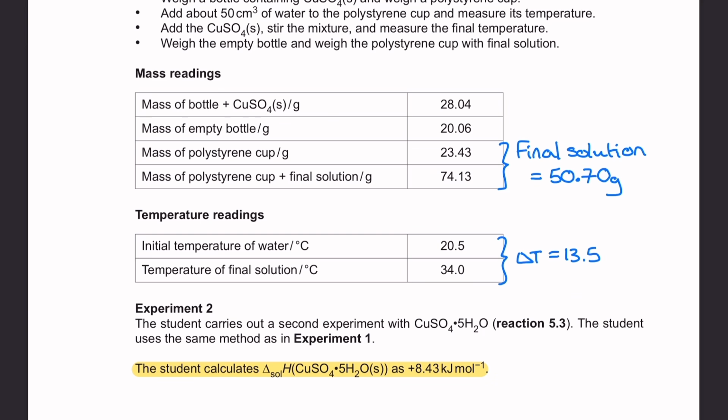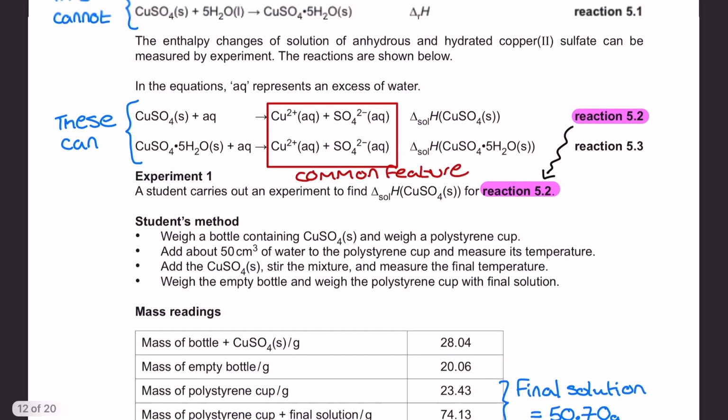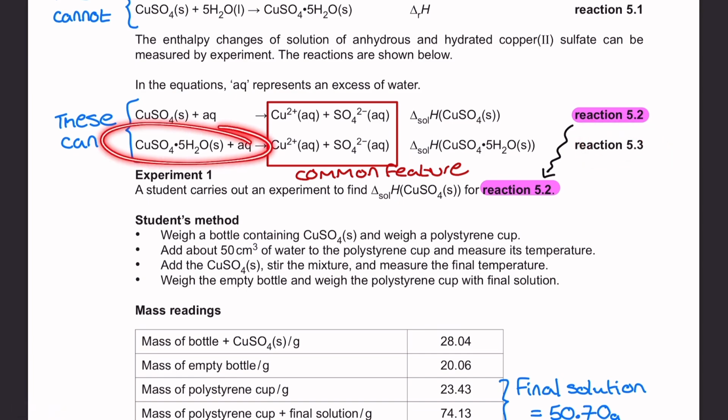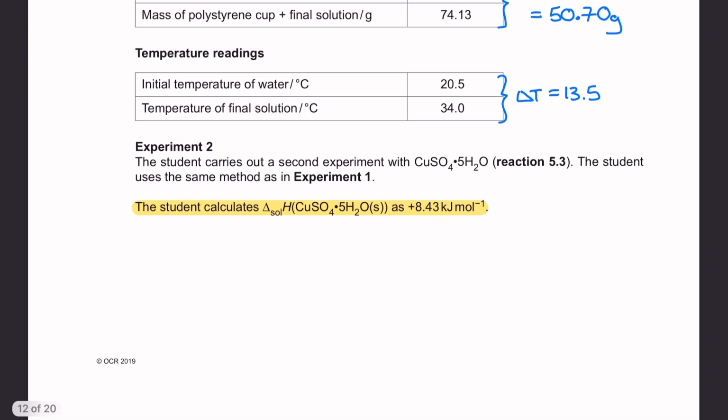The student carries out a second experiment, so this is experiment 2, with CuSO4.5H2O, reaction 5.3. Okay, so then they go on to examine this whole setup just here. And the student calculates the enthalpy of solution this time. Oh, we're just given the number. It's positive 8.43 kilojoules per mole.